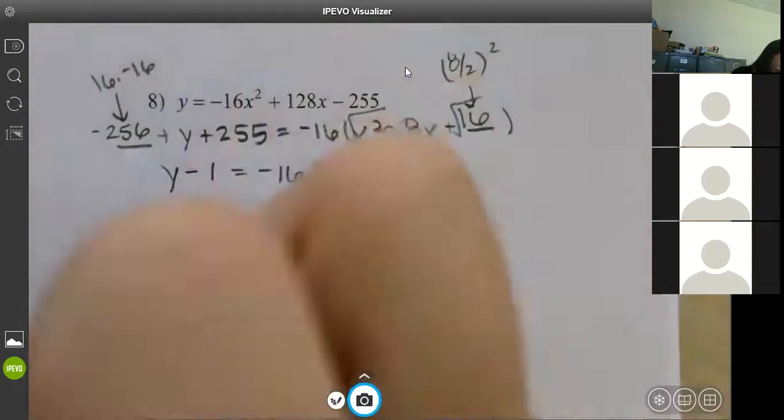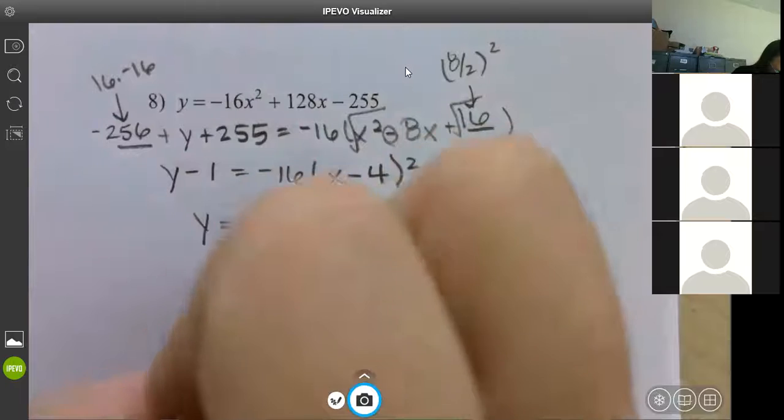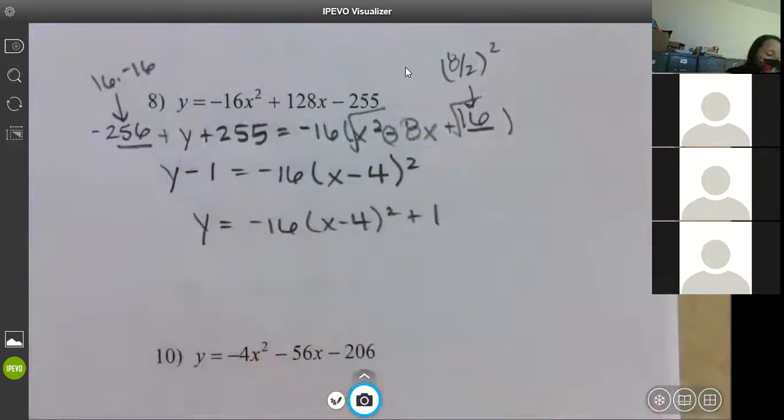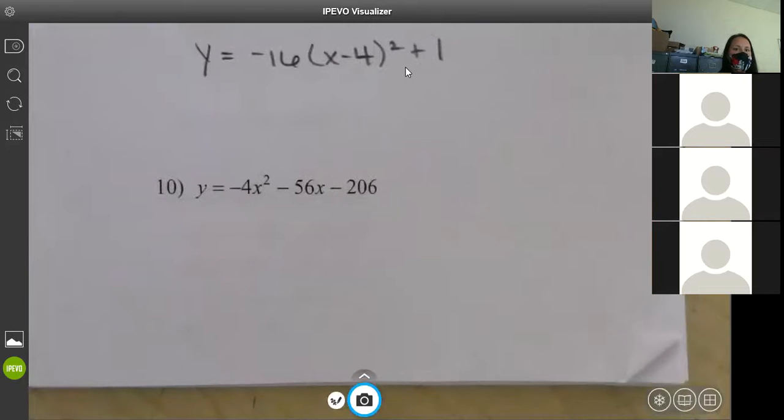Finish it out, add your 1 to the other side. What's your vertex? 4, 1. What's your transformation? Right 4, up 1. Keep going, something else? Stretches. Reflect over x and a stretch. Okay, so it's going to be an upside down skinny one. All right, last one.